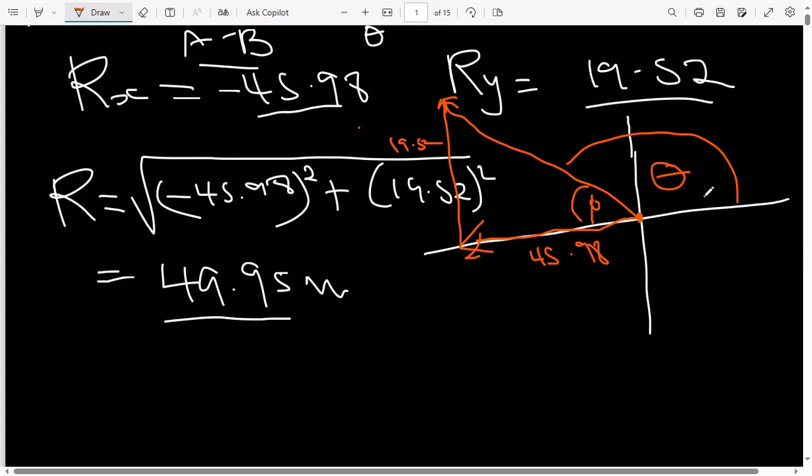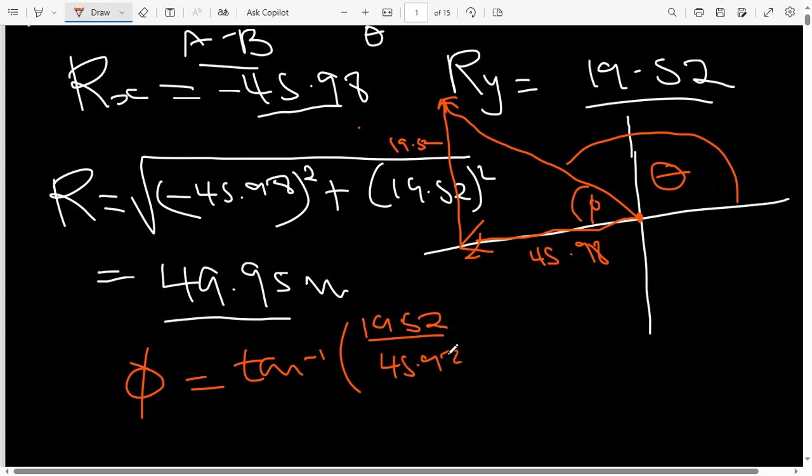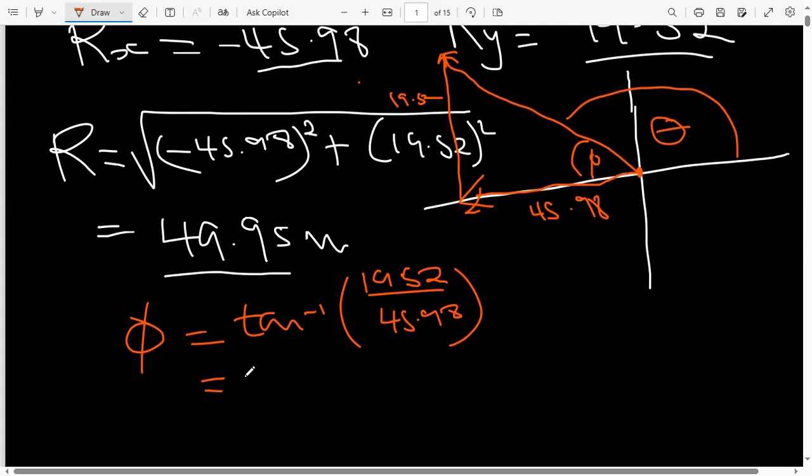So we are going to say this angle there is equal to tan inverse of, what is our y? Our y is 19.52 divided by our x, which is 45.98. So when you punch this onto your calculator, according to my calculator, I'm getting 23 point 0000, so I'll just write 23 degrees like that. But remember that is not what we're interested in, because that angle is not from the positive x-axis.